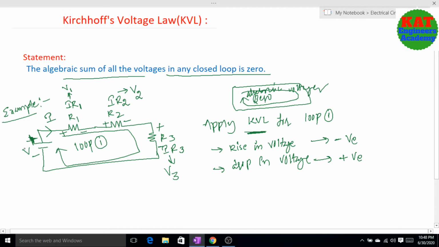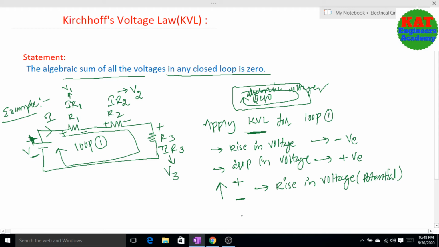For example, in our circuit consider the voltage source. Here negative, here positive. For example, the current direction is negative to positive. You consider this as a rise in voltage. Whenever the current direction is from negative to positive, we are increasing the potential, that is a rise in potential. You can consider it as a rise in potential, no problem.